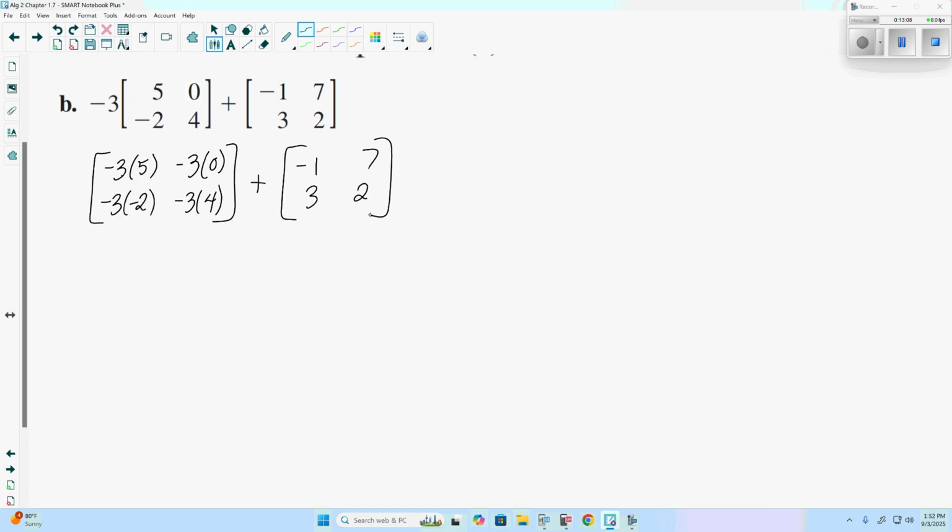So since we had negative 3 times that matrix, we would multiply everything in that first matrix by negative 3. Negative 3 times 5 is going to be negative 15. Negative 3 times 0 is 0. Negative 3 times negative 2 would be, and negative 3 times 4 is. Questions on this so far?